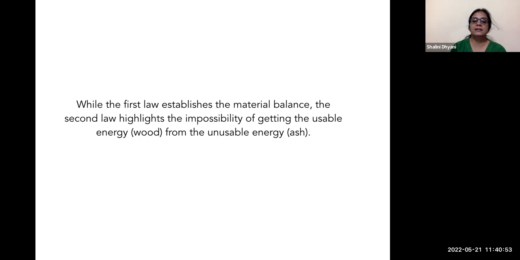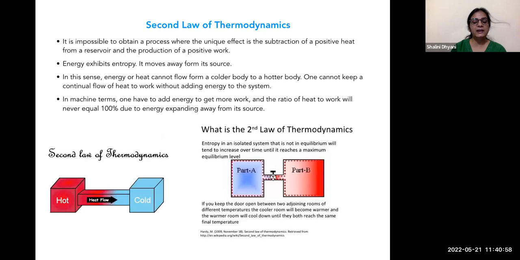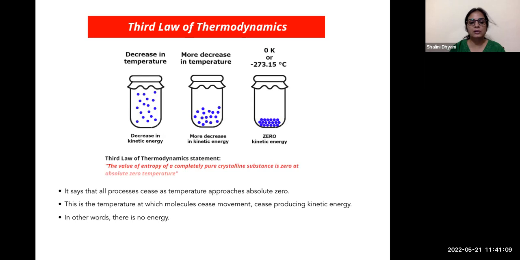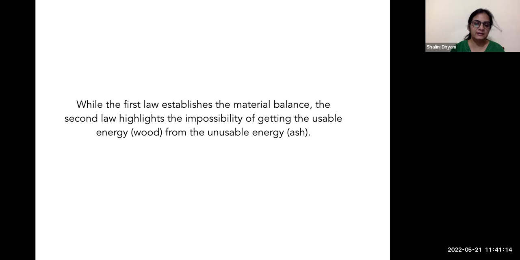If I go back to the second law of thermodynamics, it says that if there are two different systems, they will come into equilibrium because of heat exchange. But it also says that where there is wood and there is ash, kept close to each other, it is impossible to get energy back. You can get energy from the wood, but you cannot reverse this energy from ash. Ash is basically the remaining part, where there is no possibility of getting energy.